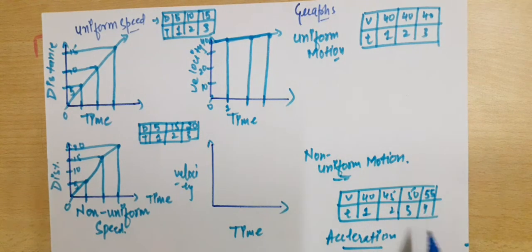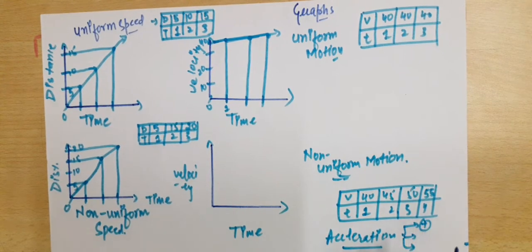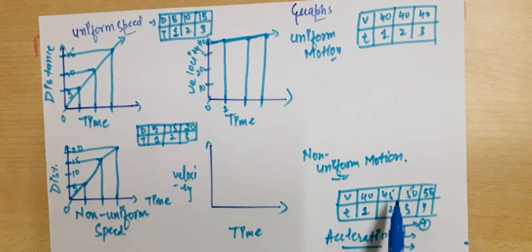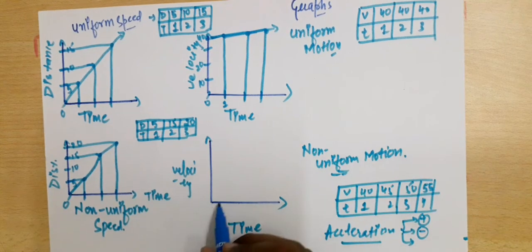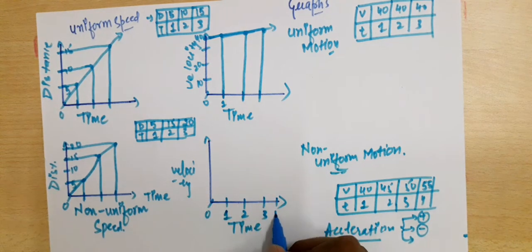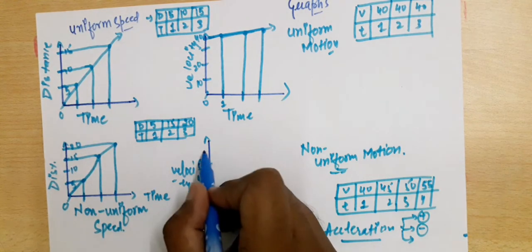And acceleration is of three types. Positive acceleration means when the velocity is increasing, and negative when the velocity is decreasing. So we will have an instance of it. Let us take one example. Suppose this point is 40, now 45, I'm just putting a bar over here, 50 and 55.